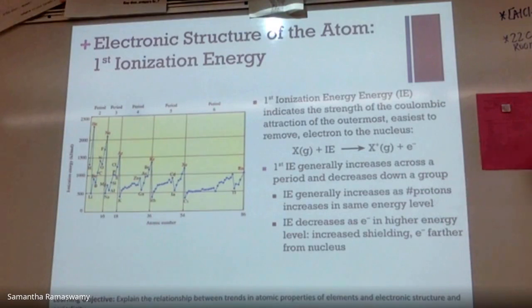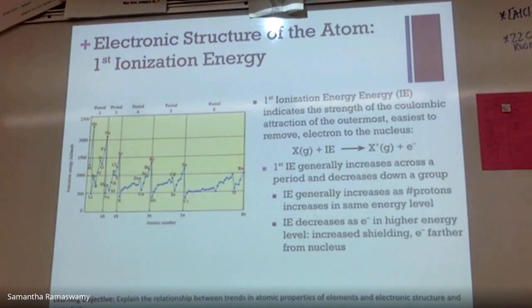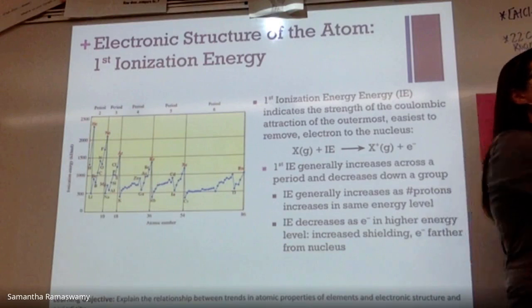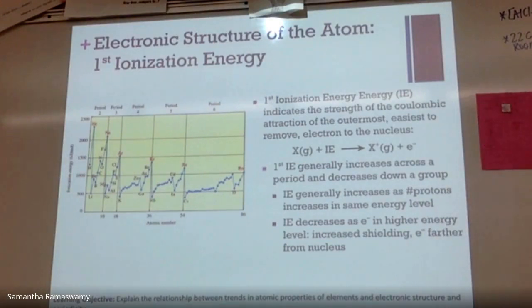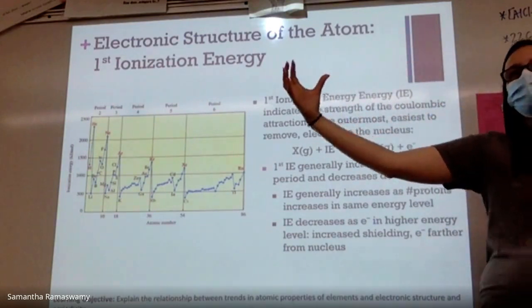It increases as you go across a row because the number of protons increase in the same energy level. The same energy level means about the same distance to the nucleus. It decreases as you go down a group because the electrons are farther from the nucleus. As you go down a group, so from lithium down to francium, you go from n equals 2 to n equals 3 to n equals 4 to n equals 5. And the electrons get farther and farther from the nucleus.